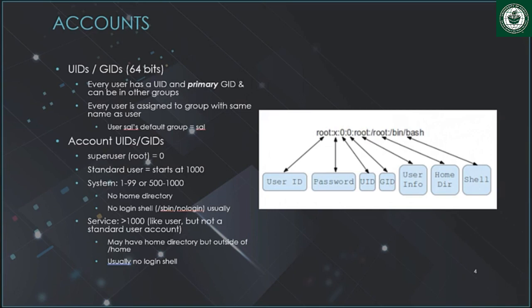It's important that the root user always has an ID of 0. And system accounts are generally less than 1000 in terms of their ID number. Service accounts, not system accounts necessarily, also start at 1000 and above, but they may or may not have all the other info of a regular user, like a home directory or a shell assigned to it.